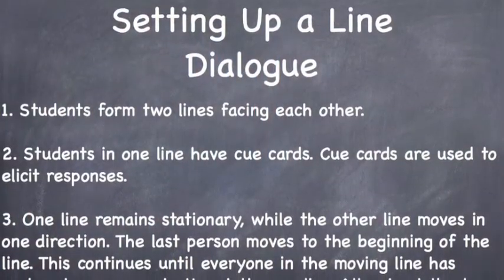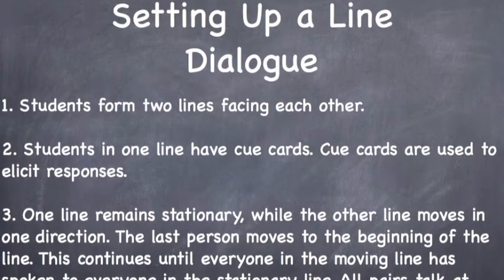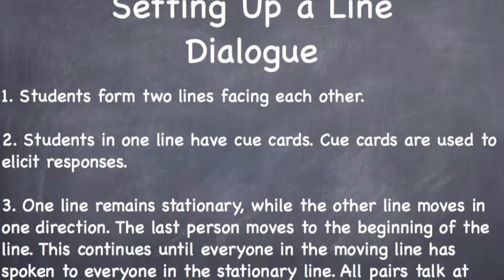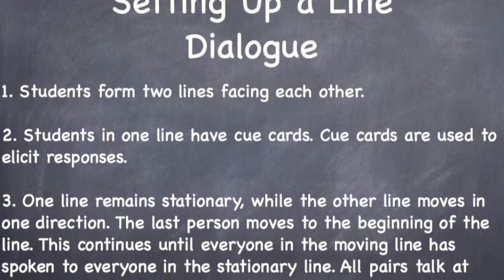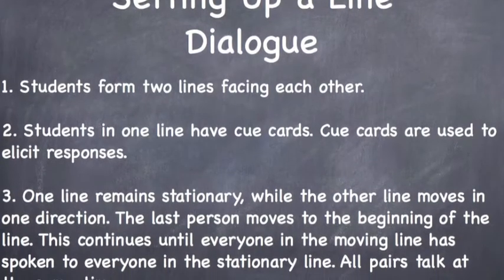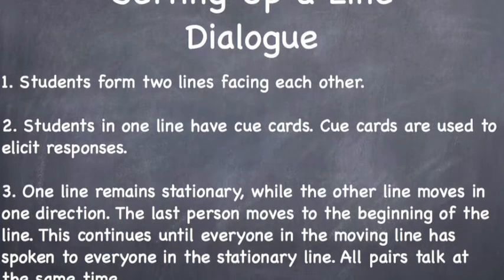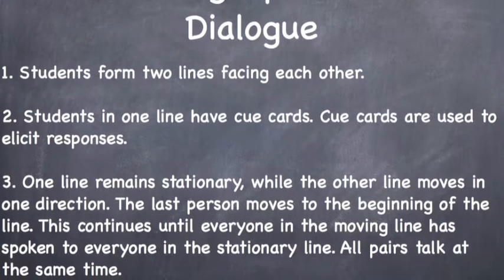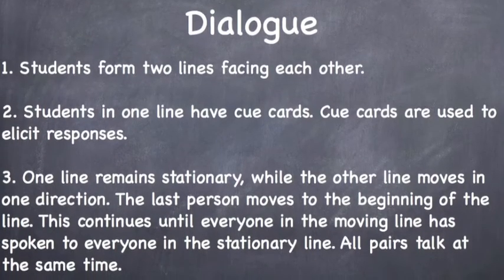Step 1. Students form two lines facing each other. Step 2. Students in one line have cue cards. Cue cards are used to elicit responses. Step 3. One line remains stationary while the other line moves in one direction.